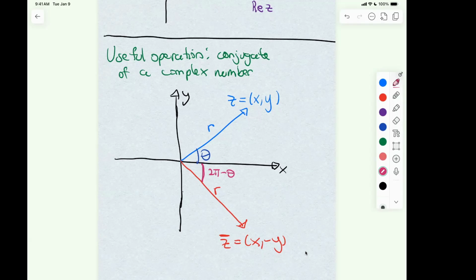Because if you notice, if you measure this angle with respect to the x-axis, you almost get to 360 degrees, but you just have to subtract the angle theta. But no one really does it that way, because it's better just to write it as this angle of negative theta, if you understand that a negative angle means clockwise.